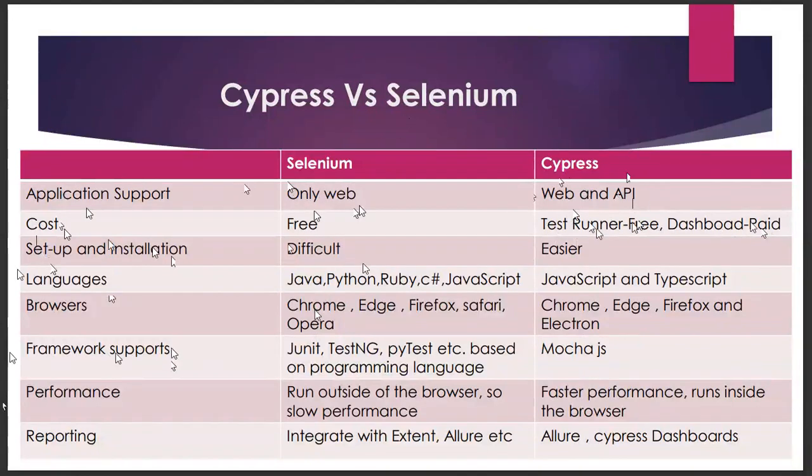Framework support by Selenium are JUnit, TestNG, PyTest, etc., based on programming language. Whereas in Cypress, it uses only the Mocha framework. If I talk about performance, naturally Selenium will have the lowest performance because it runs outside of the browser, and Cypress has the faster performance because it runs in the browser. For reporting, Selenium integrates with Extent and Allure, and in Cypress, Allure and Cypress Dashboard, which is a paid feature.